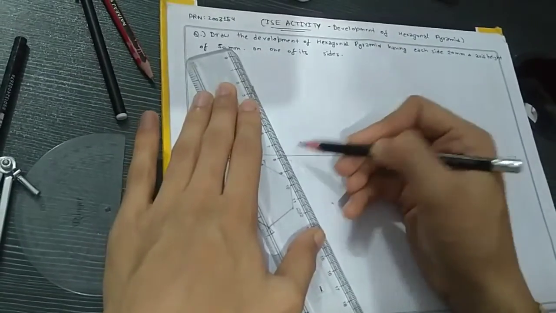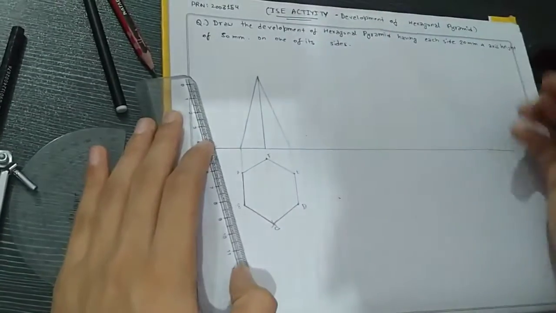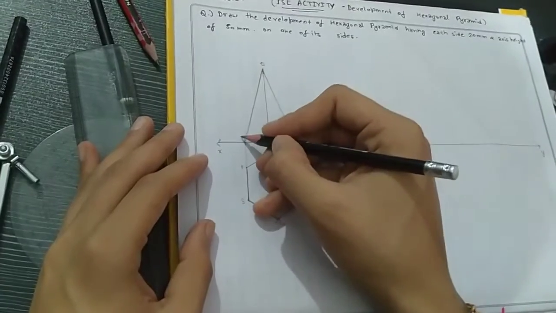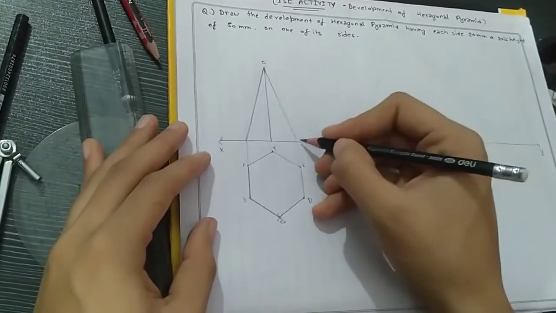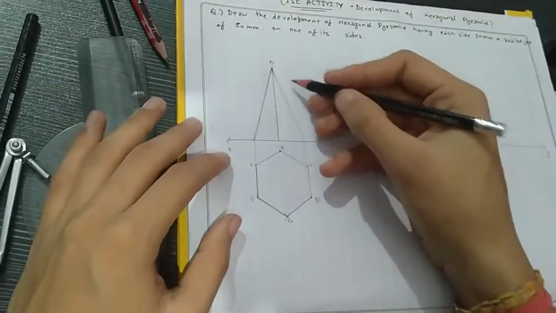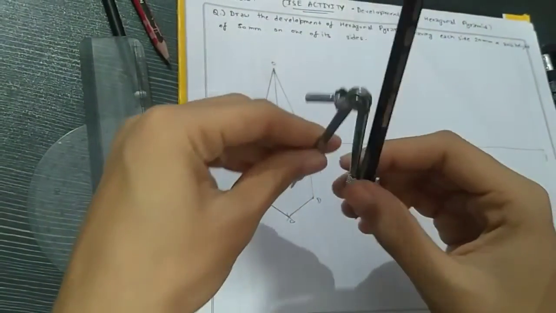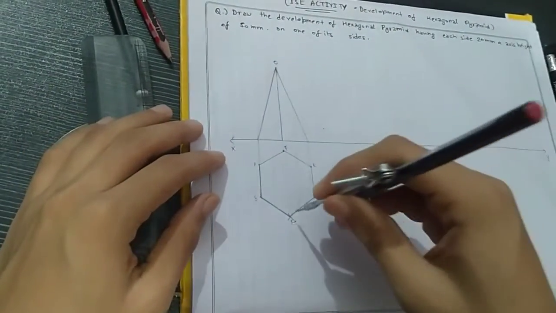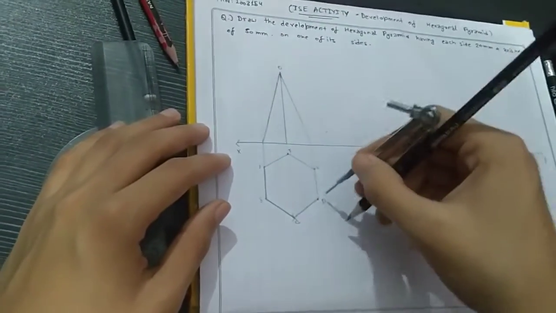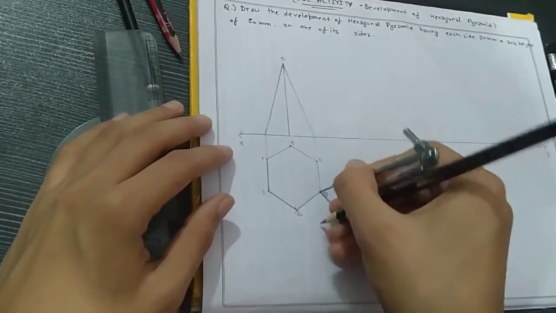So these lines which are at an angle do not give the perfect shape of this figure. So what we have to do is we have to take another line from the hexagon part. So for that, what we have to do is we have to take an arc from the hexagon.